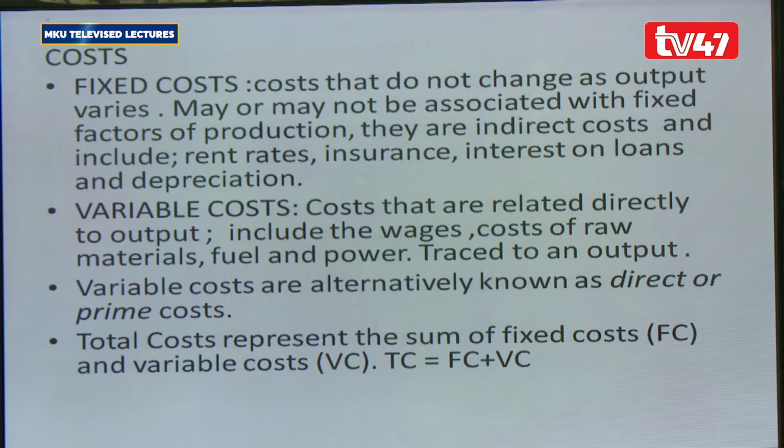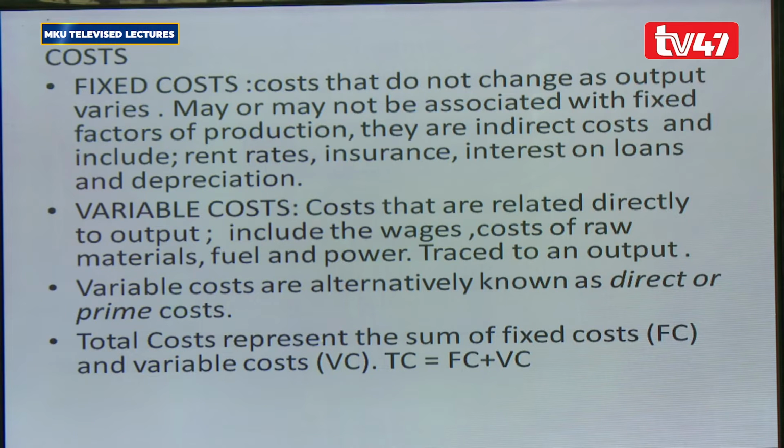Even when they are producing zero output, the company or the farm must incur what we call the fixed costs. They are not attached to any specific output, and they have to be paid. Meanwhile, we have the variable costs. These are direct costs. Whereas we say the fixed costs are indirect, the variable costs are direct because they can be traced to the final output.